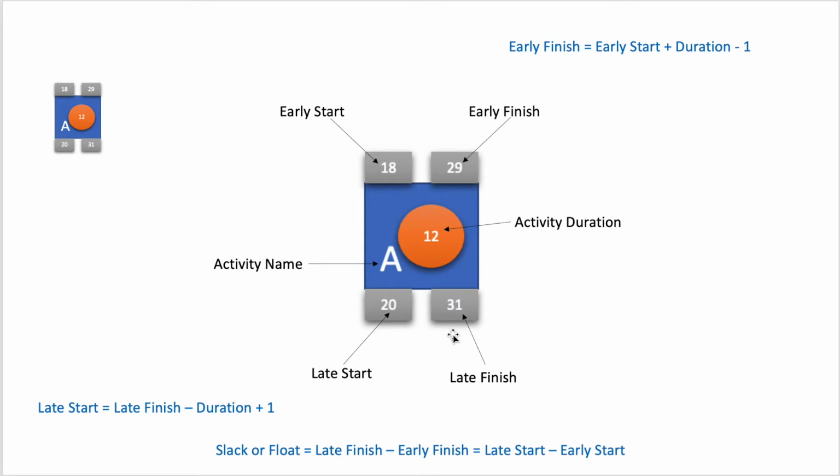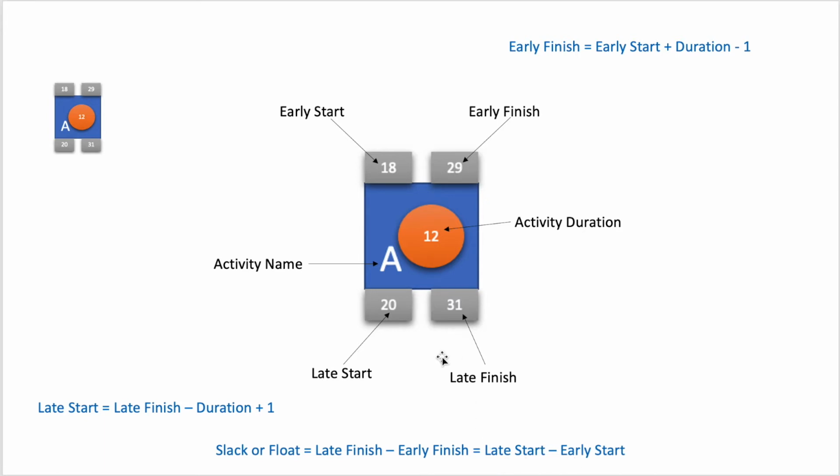Once we have all these numbers with us, we can calculate what we know as the slack or the float. Float is a period of time by which we can delay a particular activity. So this can be calculated as late finish minus early finish, or we can also calculate it as late start minus early start.